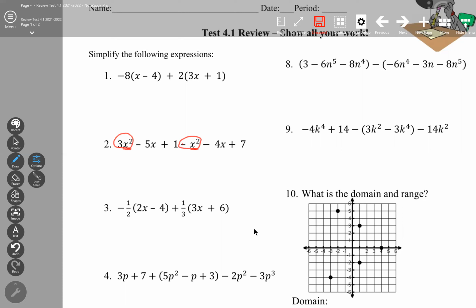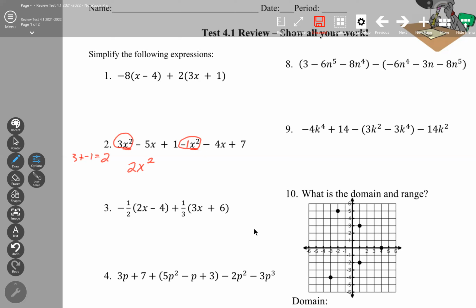So I got 3 here, and then this one, you see it's negative, right? So it's really like negative 1. So you're going to do 3 plus negative 1. And so 3 plus negative 1 is 2. So we have 2x squared. Okay, so that's our x squared terms.